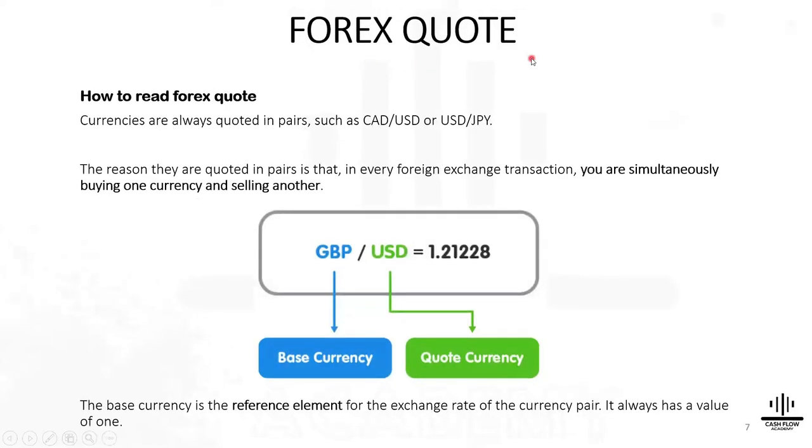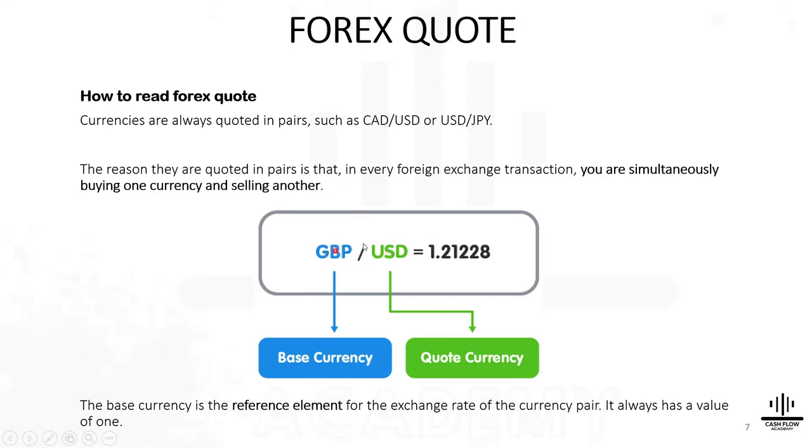All right, Forex quotes. How to read Forex quotes. Currencies are always quoted in pairs, such as CAD USD or USD yen. In our last lecture, I explained that in order to trade currency, you have to trade them in pairs. The reason they are quoted in pairs is that in every foreign exchange transaction, you are simultaneously buying one currency and selling another. So we can take, for example, here, British pound USD.